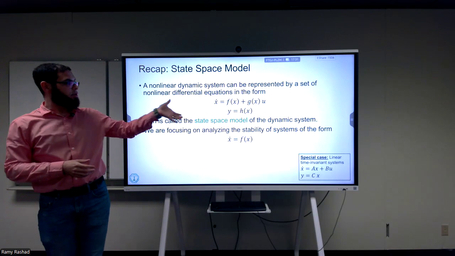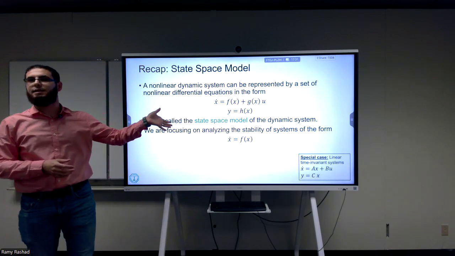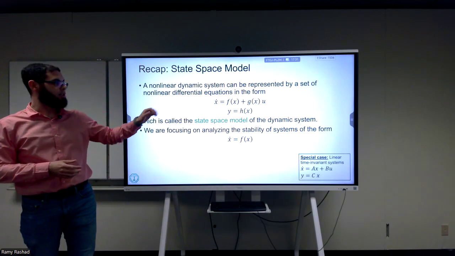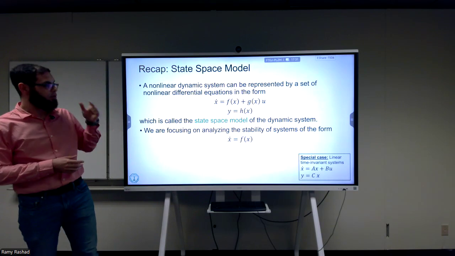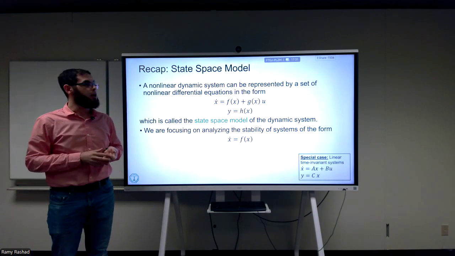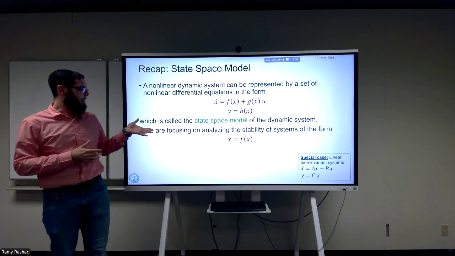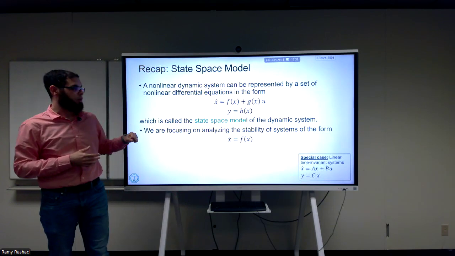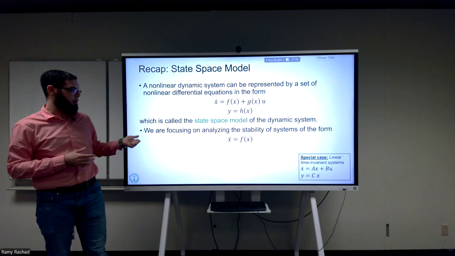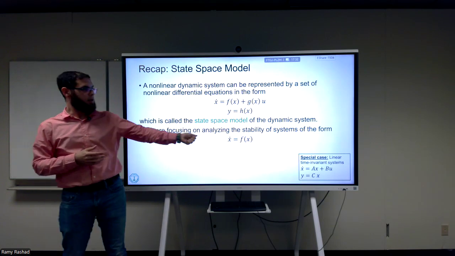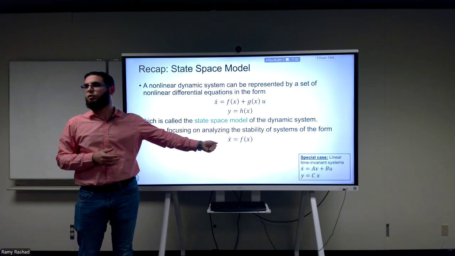So we're considering dynamical systems written in the standard state space form for nonlinear systems in this form: x dot is equal to f of x plus g of x u, and y is equal to some h of x. And this is the state space model for the dynamical system. And we're focusing on analyzing the stability of systems of this form: x dot is equal to f of x.